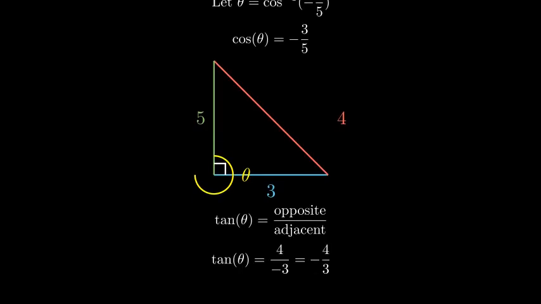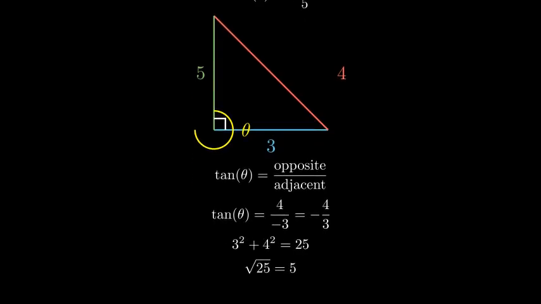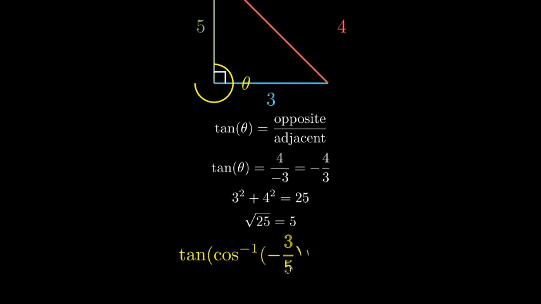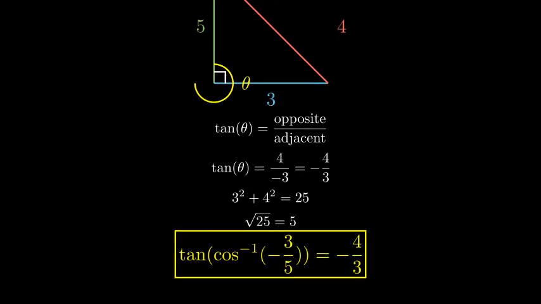Let's verify this is correct using the Pythagorean theorem. If the adjacent side is 3 and the opposite side is 4, then the hypotenuse must be 5, since 3 squared plus 4 squared equals 25, and 5 is the square root of 25. Therefore, the value of tangent of cosine inverse of negative 3/5 equals negative 4/3.